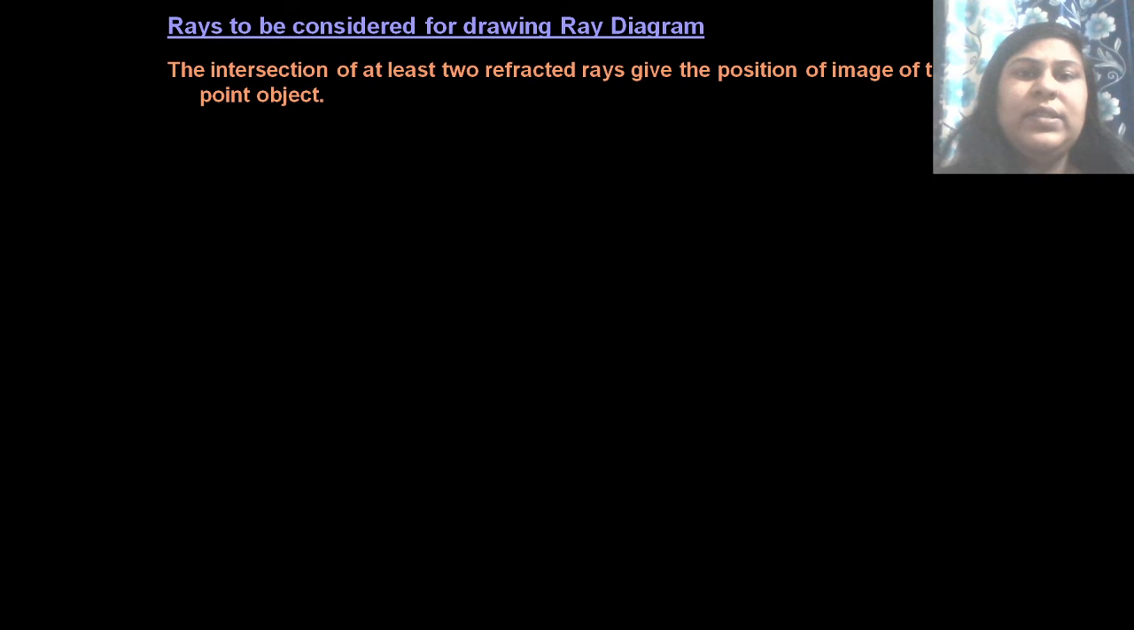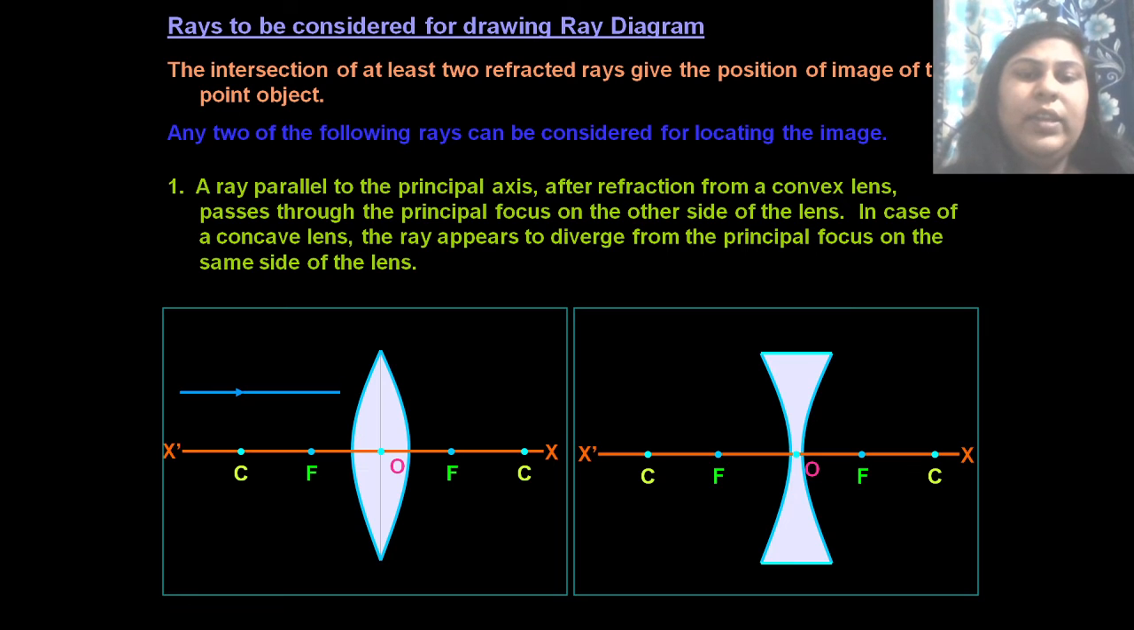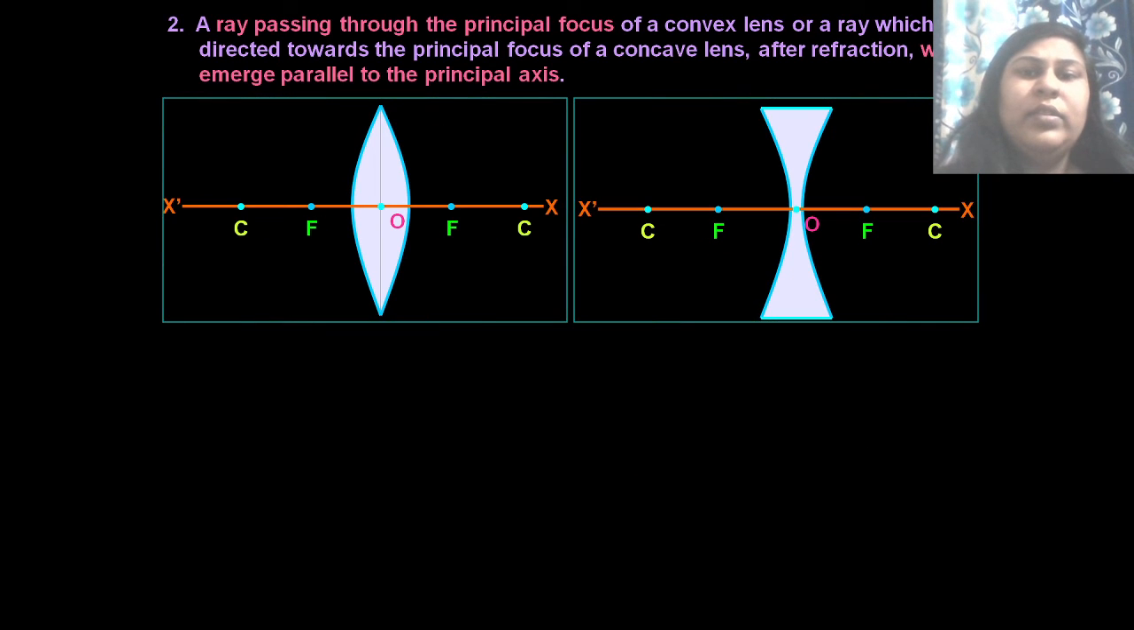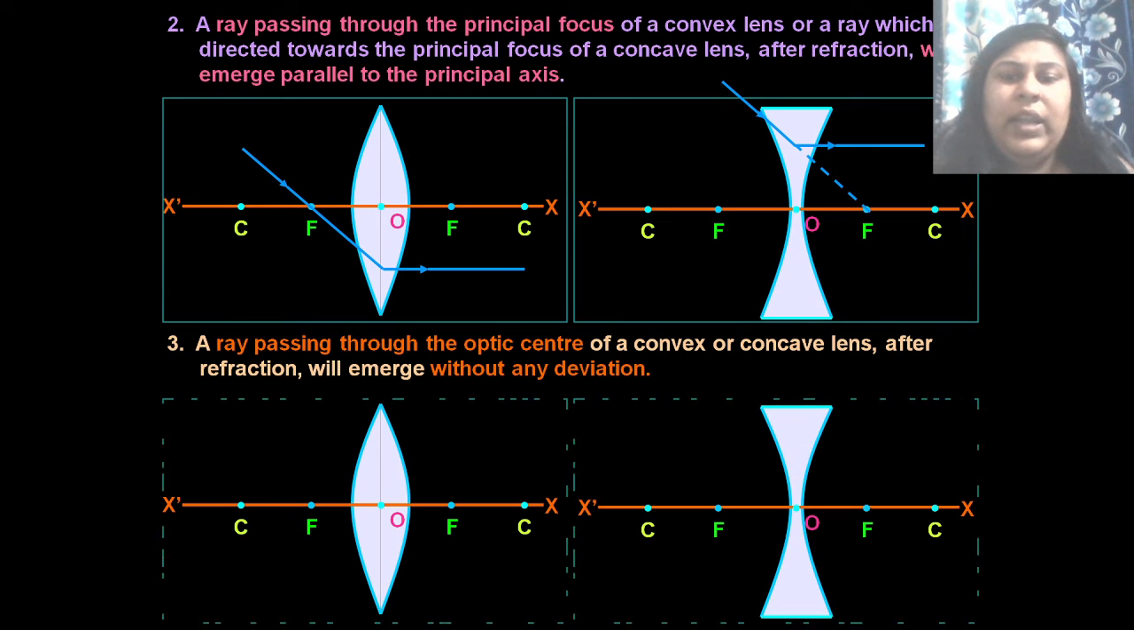Now the rays to be considered for drawing the ray diagram are similar. First, if any ray comes parallel to the principal axis, then it goes away through the focus; for the concave lens it appears to go from the focus. Second, if any ray comes through the principal focus, then after refraction it becomes parallel to the principal axis, similarly for the concave lens. Third, if any ray comes through the optic center, then it goes away in the same direction without any deviation.